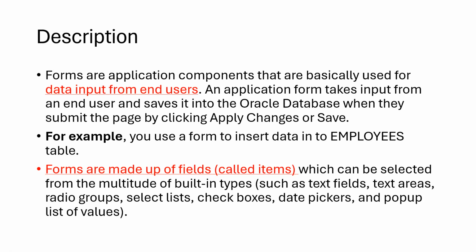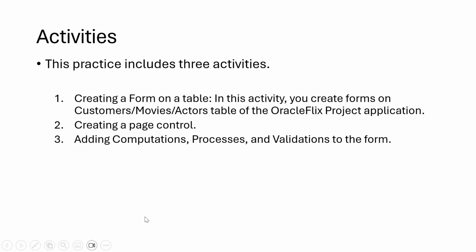So forms are made up of fields, which we call items, and which can be selected from a multitude of built-in types such as text fields, text areas, radio groups, select lists, checkboxes, date pickers, and pop-up lists of values. So let's start the activities.